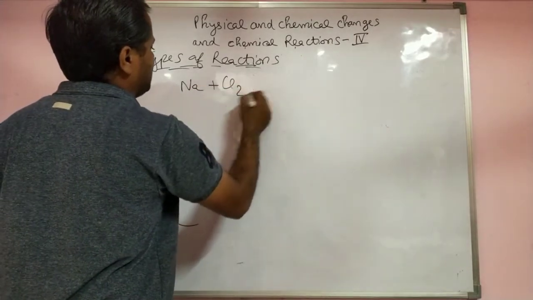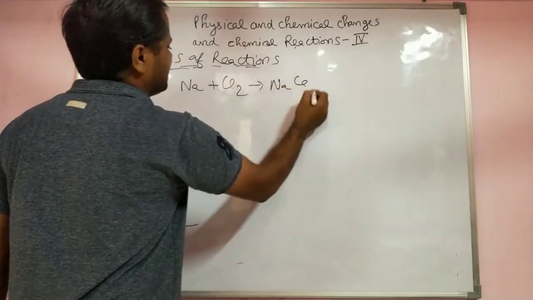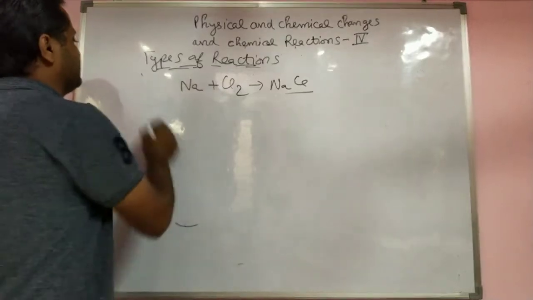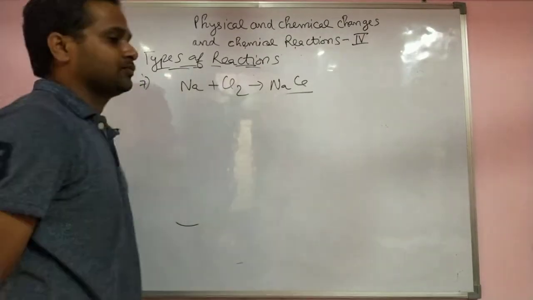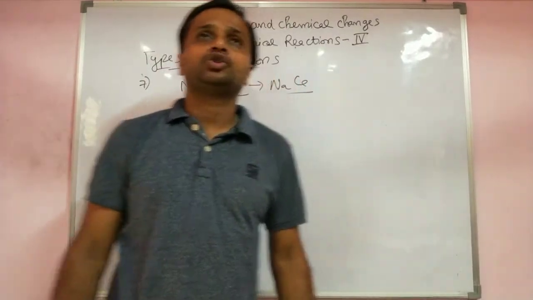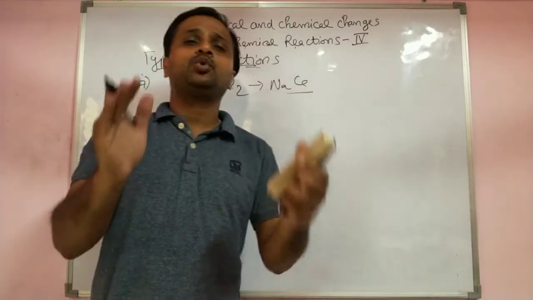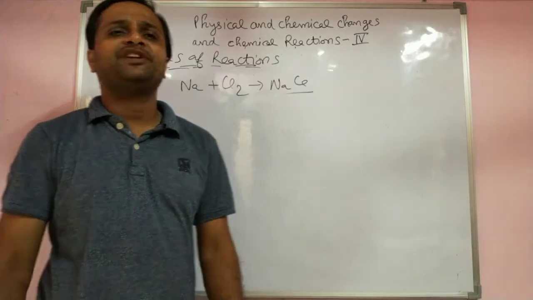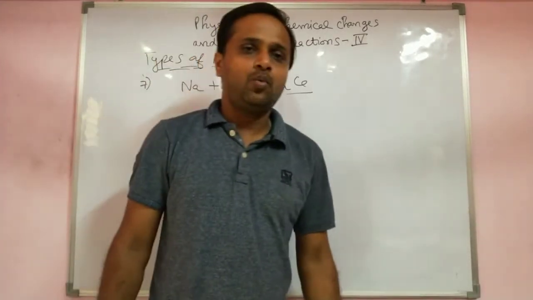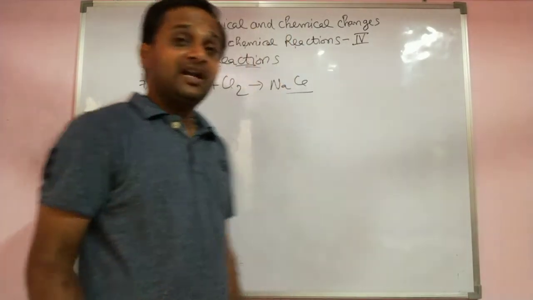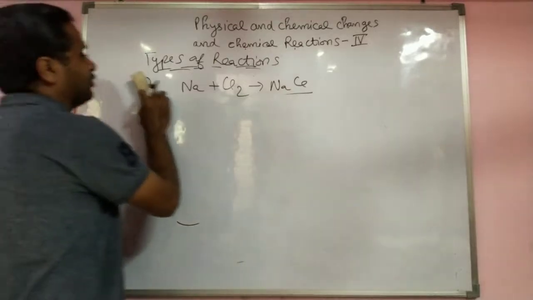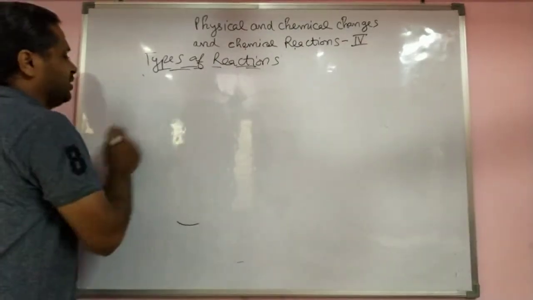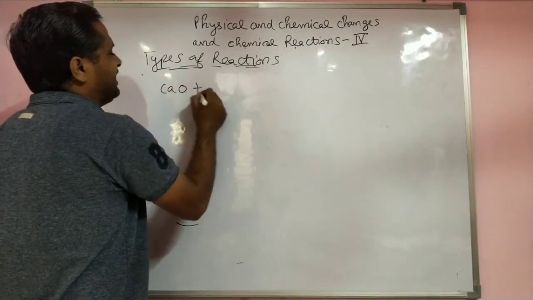Na plus Cl2 gives NaCl, a salt. This is also a combination reaction. There are a lot of other examples also. When two or more reactants combine with each other to give us one product, that is called a combination reaction. A very easy reaction. Another example, already told: calcium oxide plus water.